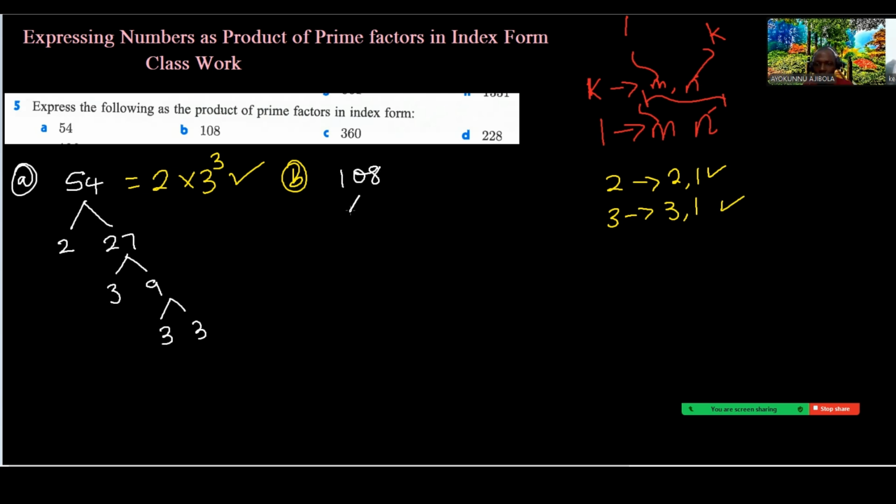108. The first prime number is 2, right? 2 is going to multiply 54 to give me 108. Then again, 2 will multiply 27 to give me 54. Then 3 will multiply 9. Then 3 will multiply 3. So for 108, we're going to have 2 squared times 3 cubed.